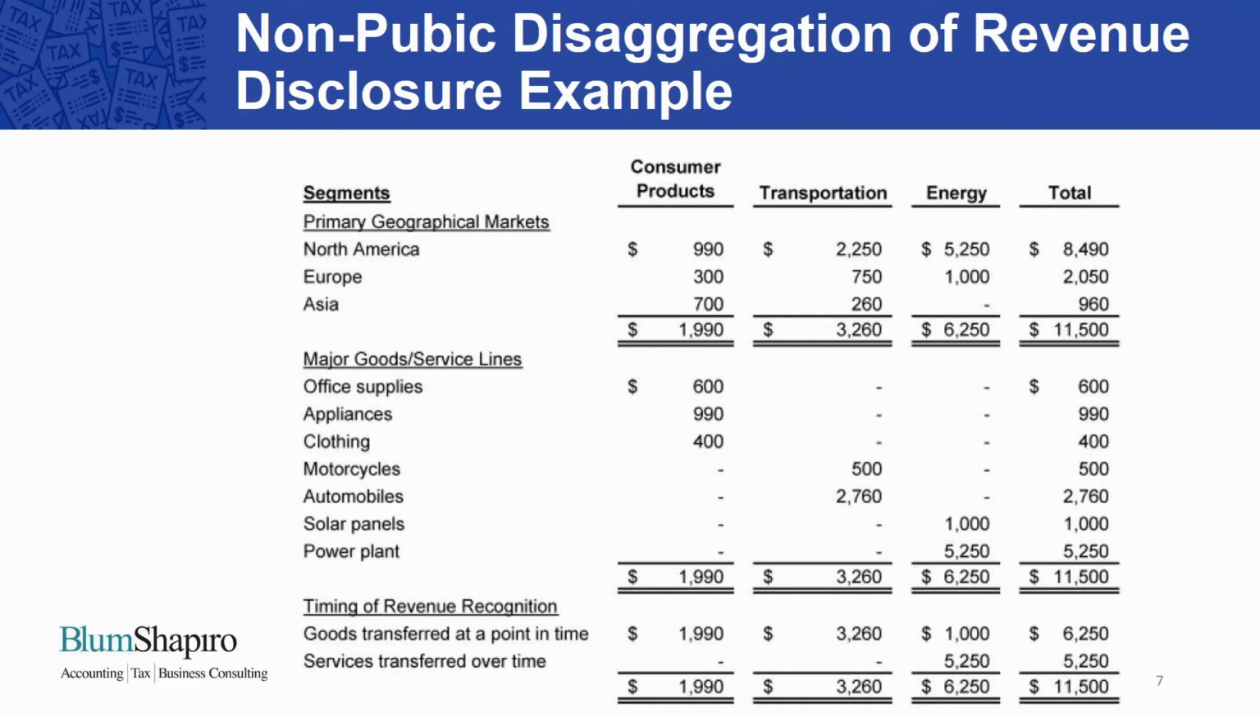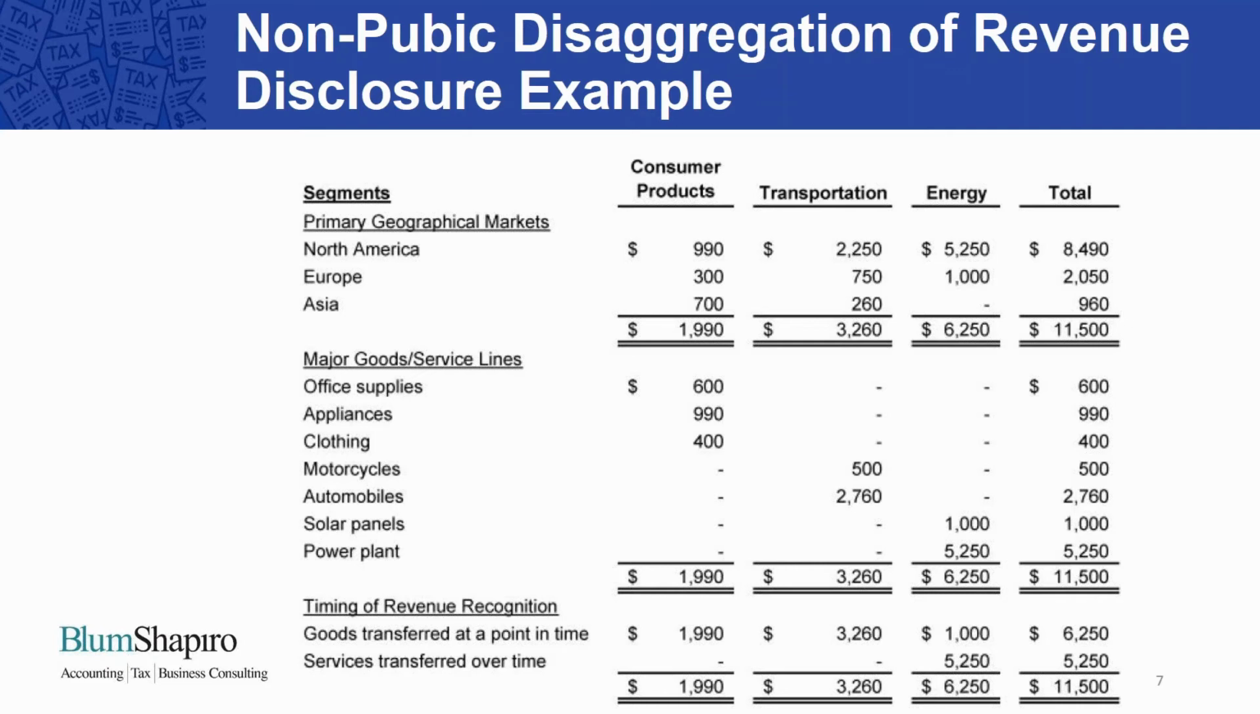This example comes straight from the guidance. Under this example, the guidance gives you multiple ways of how you can present or break out the disaggregation of revenue in a set of financial statements. It gives three examples. The first example shows a breakout by primary geographic markets. It shows a breakout between North America, Europe, and Asia. So that's one way the guidance gives as an option to present disaggregation of revenue.